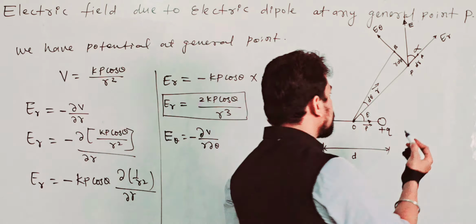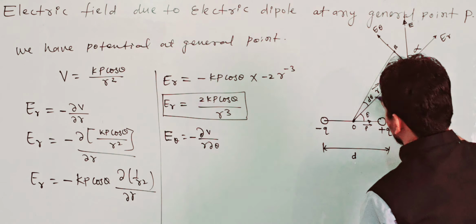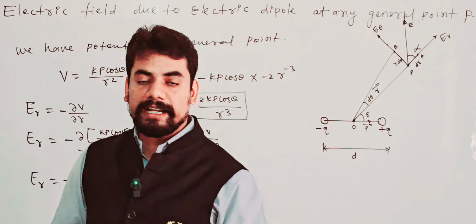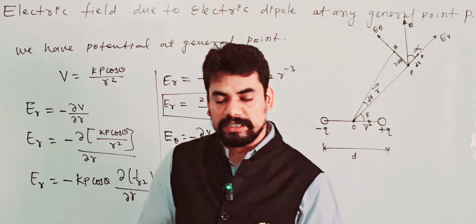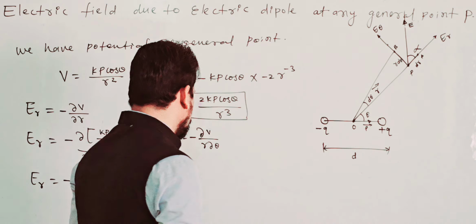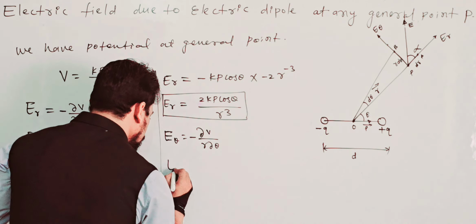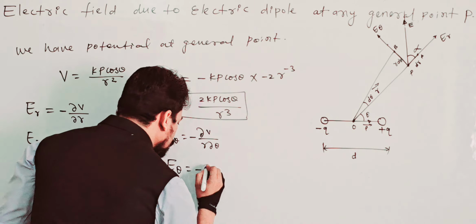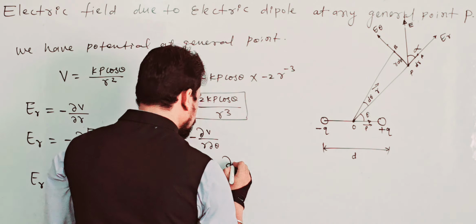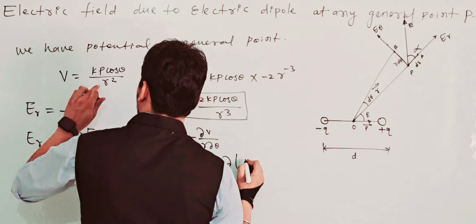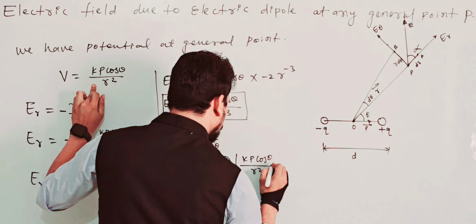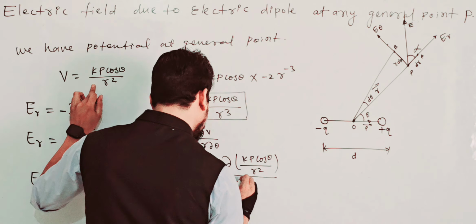If you change like this, r will be the same, but theta will be changed. So while differentiating with respect to theta, with respect to variation of theta, r is assumed to be constant. We'll take r as constant. So we can write E theta equals minus 1 by r into the partial differentiation of this value, that is kp cos theta by r square, by delta theta.